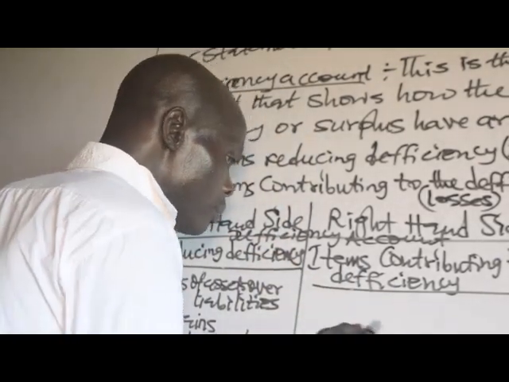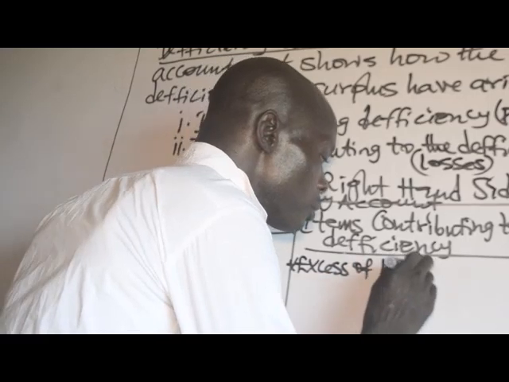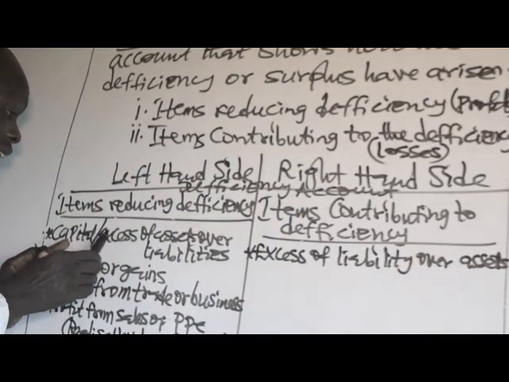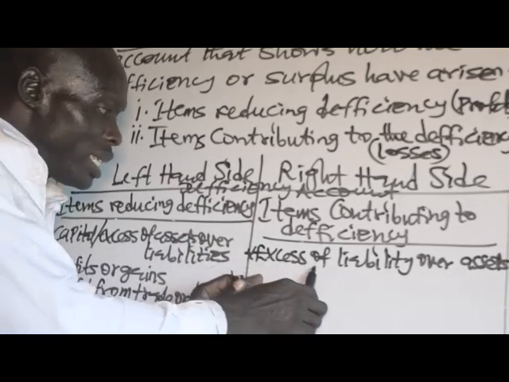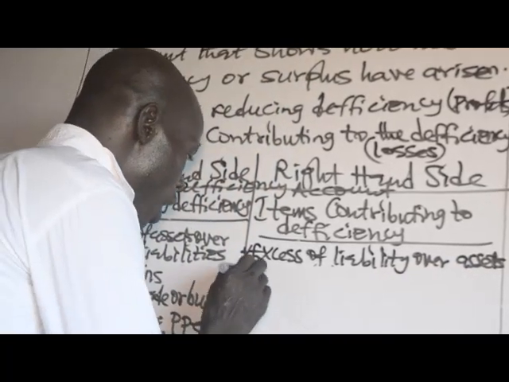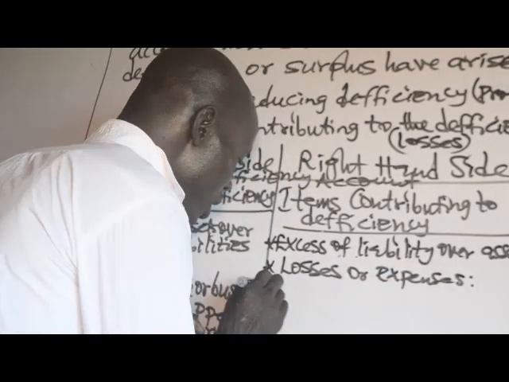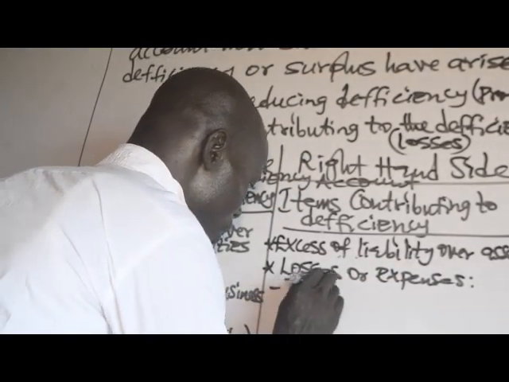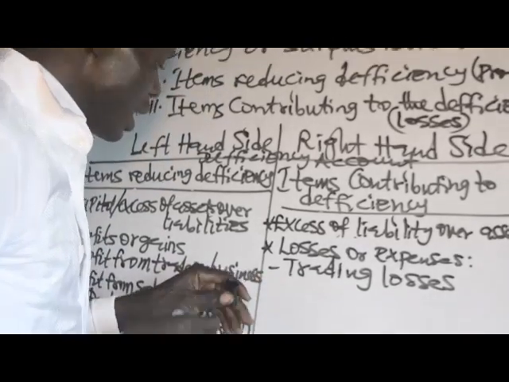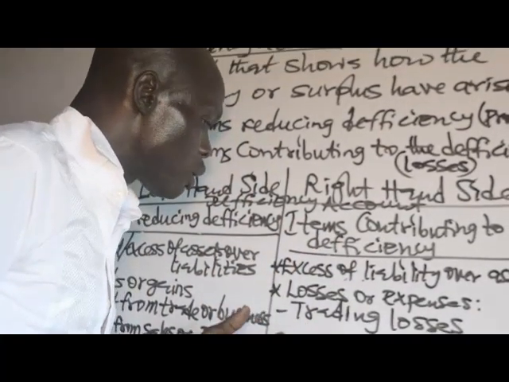So these items include excess of liabilities. The first one, we have excess of liabilities over assets. Remember at the left hand side I said excess of assets over liabilities, but this one is excess of liability over assets. Then we also have losses or expenses. This includes trading losses, that is losses from trade or business, where the business incurs losses or where there is accumulation of losses, the deficiency or losses of the bankrupt will increase.